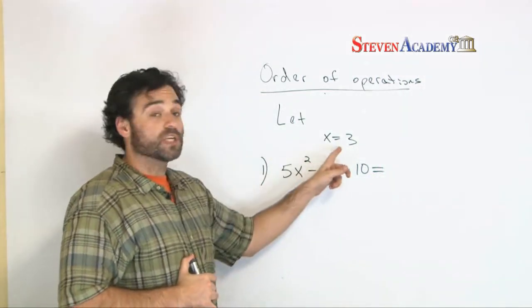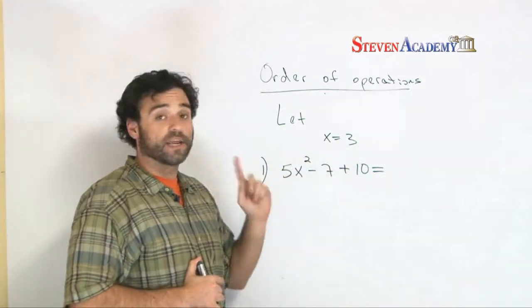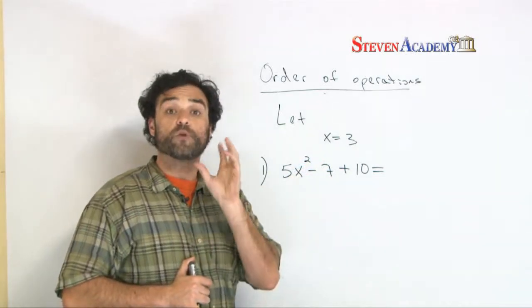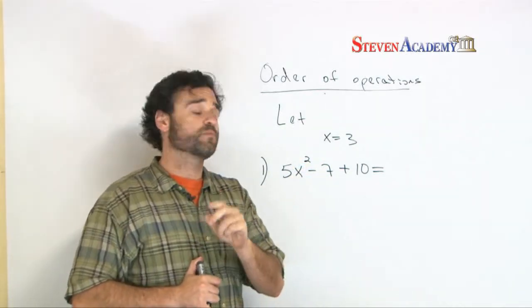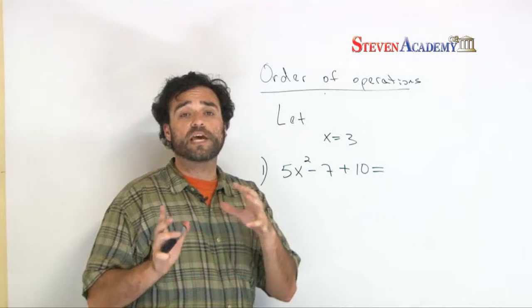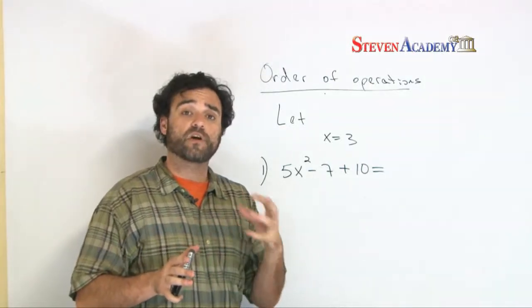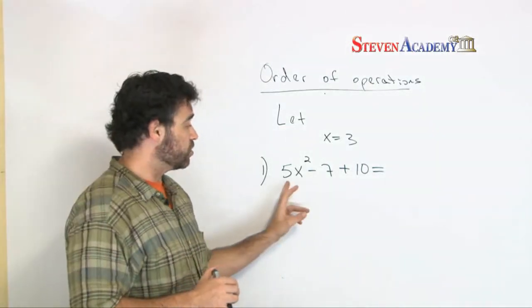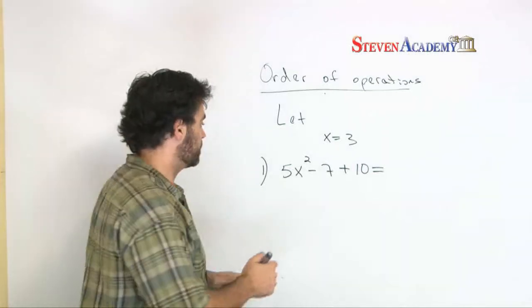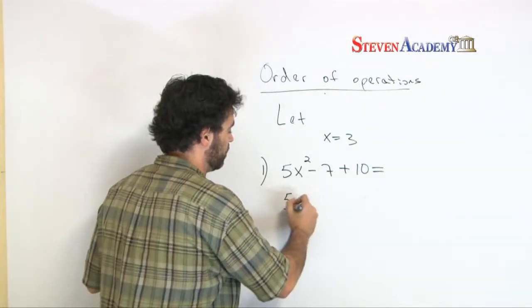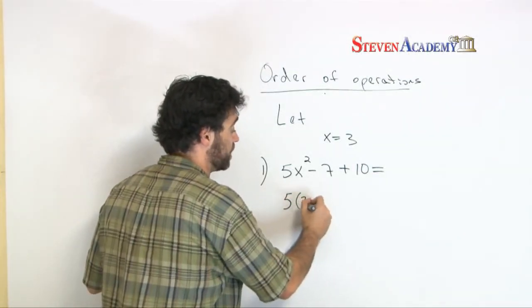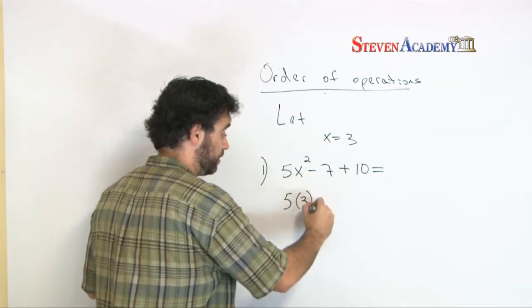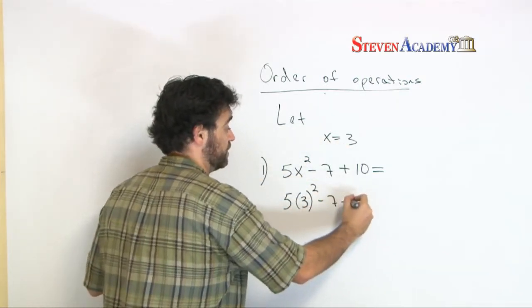First thing we want to do is substitute in our x. And anytime we substitute from now on, always use your parentheses. Plus, if you're using your scientific calculator, your fancy scientific calculator, your graphing calculator right now, and you use the parentheses, it's less chance of making mistakes. So we take a look and we say that 5, we're going to substitute in our 3 for our x, squared minus 7 plus 10.